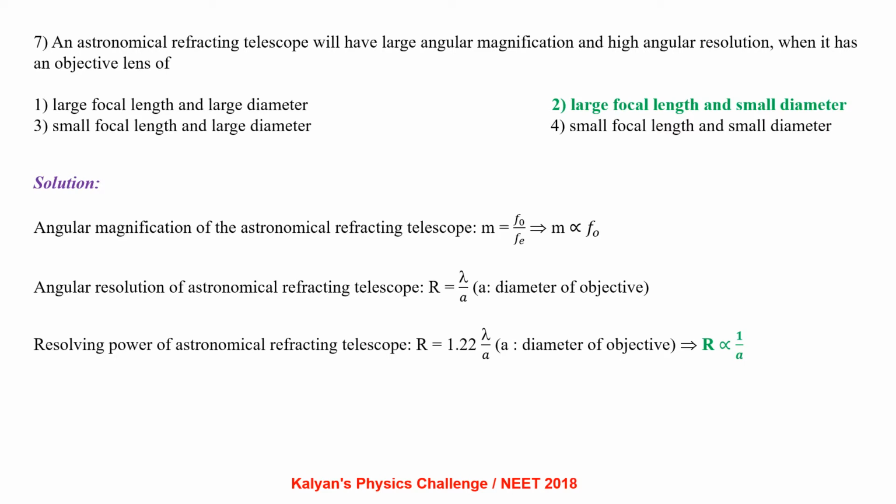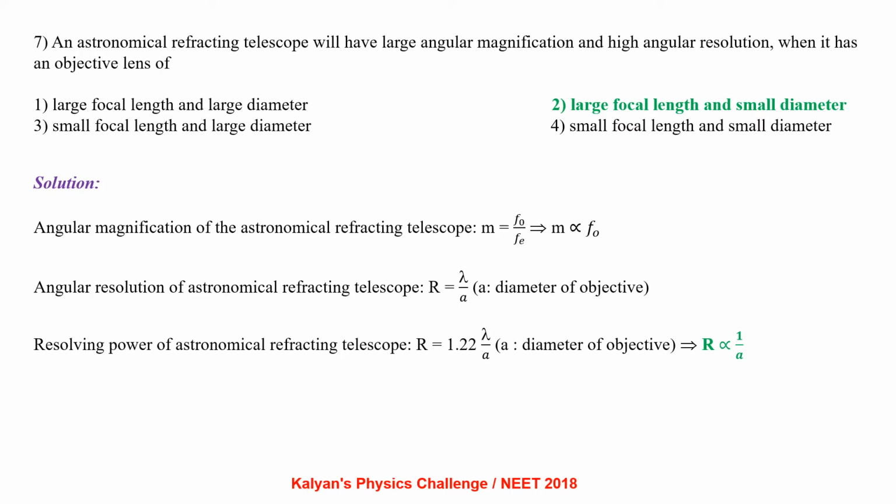An astronomical refracting telescope will have large angular magnification and high angular resolution when it has an objective lens of. Angular magnification of astronomical telescope m equals fo by fe, where fo is focal length of objective lens and fe is focal length of eye lens. We can see magnification is directly proportional to fo.